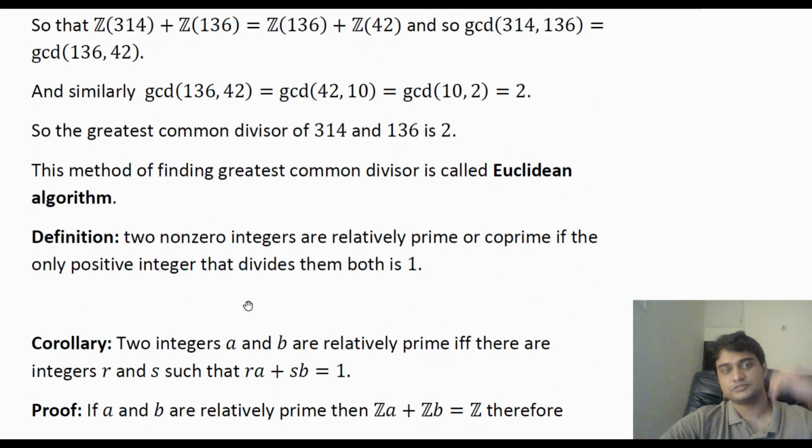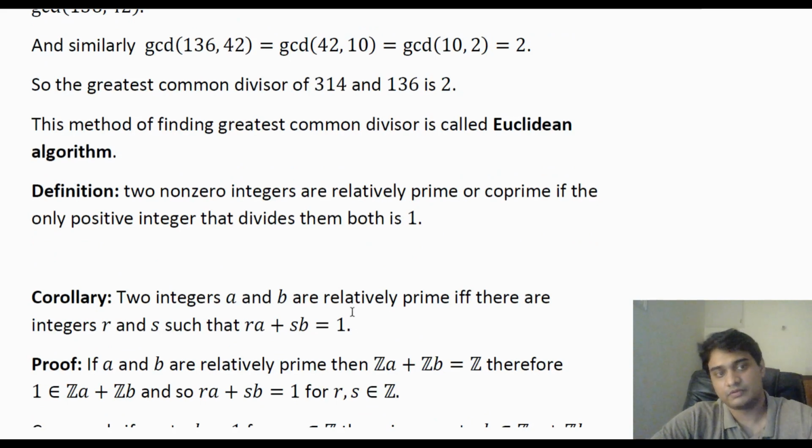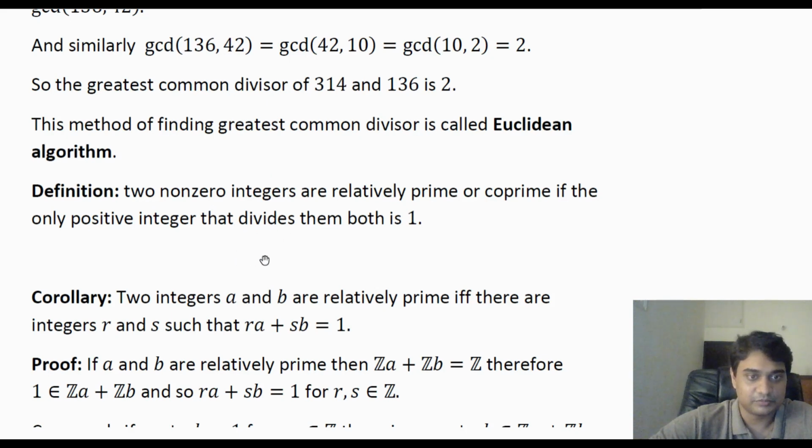So now the definition: two non-zero integers are relatively prime or co-prime if the only positive integer that divides them both is 1. We are talking about two non-zero integers a and b, and there is only one positive integer, that is 1, that divides them both. Then those integers are called relatively prime or co-prime. So this is the definition of relatively prime or co-prime.